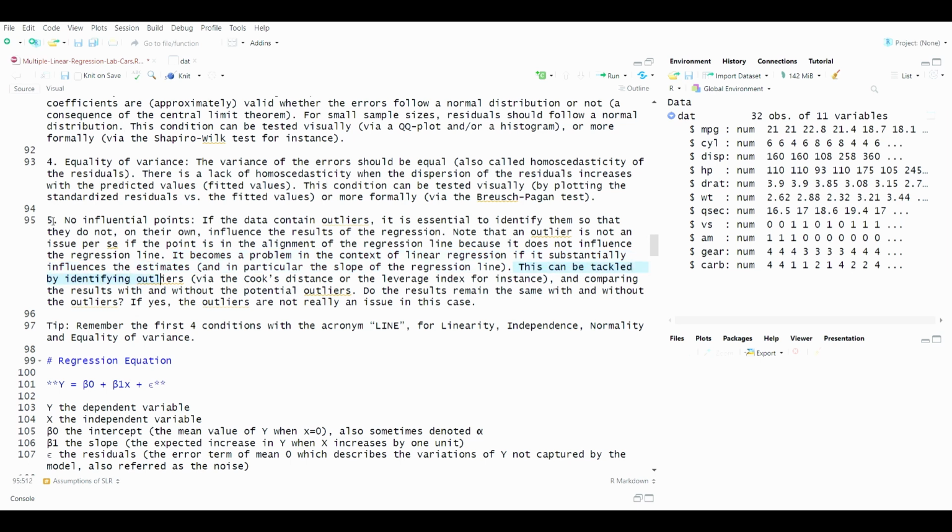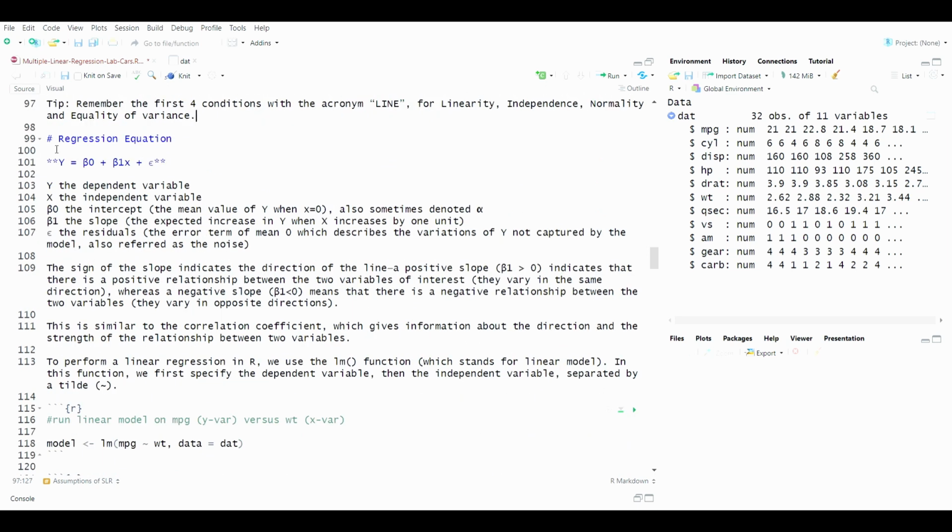This can be tackled by identifying outliers via the Cook's distance or the leverage index, for instance, and comparing the results with and without the potential outliers. Do the results remain the same with and without the outliers? If yes, the outliers are not really an issue. Tip: remember the first 4 conditions with the acronym LINE, L-I-N-E, for L, linearity, I, independence, N, normality, and E, equality of variance.